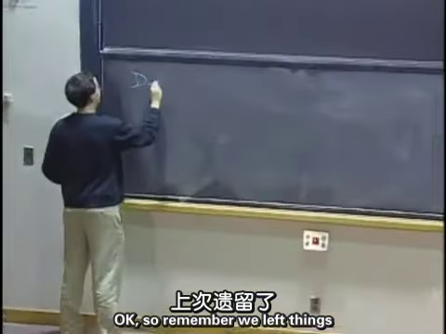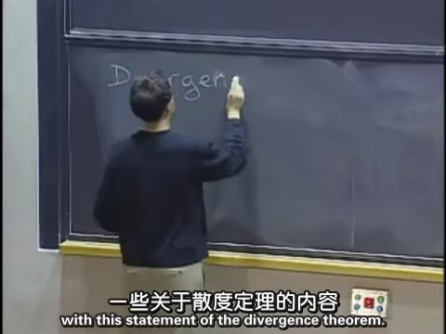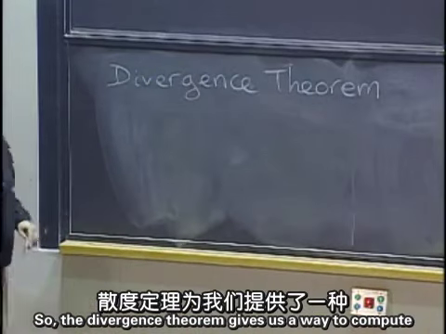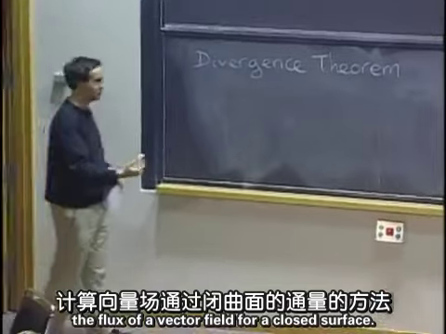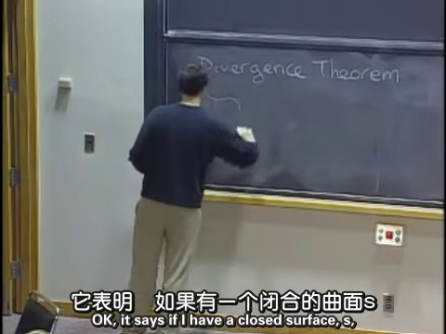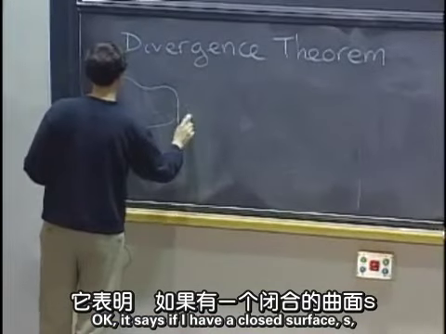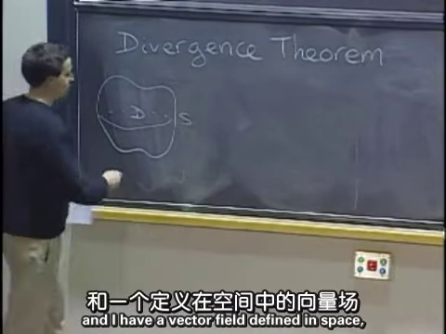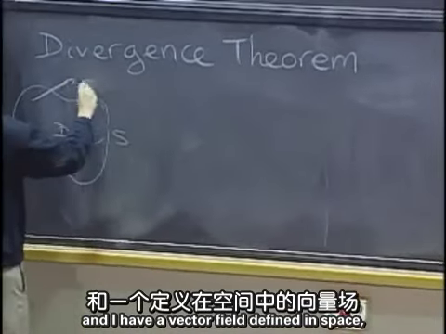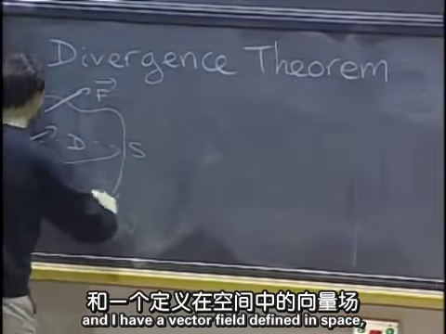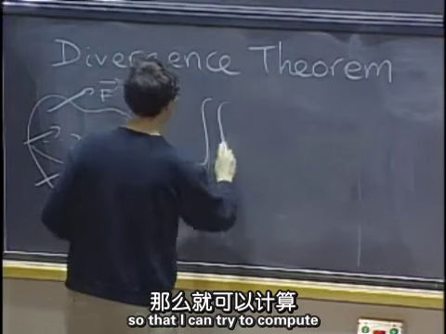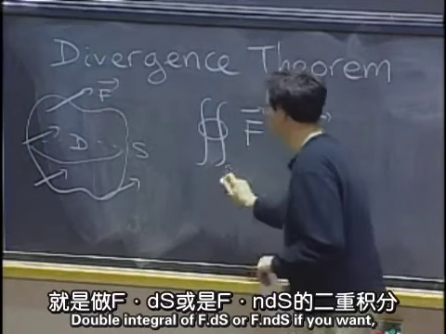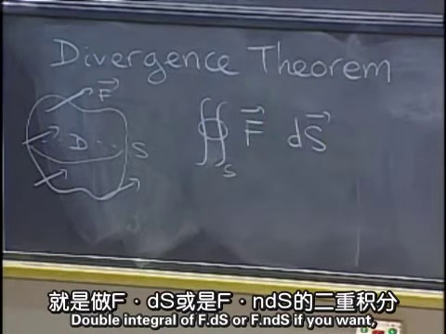So remember, we left things with the statement of the divergence theorem. The divergence theorem gives us a way to compute the flux of a vector field through a closed surface. It says if I have a closed surface F bounding some region D, and I have a vector field defined in space, then I can try to compute the flux of my vector field through my surface. Double integral of f dot ds, or f dot n ds if you want.